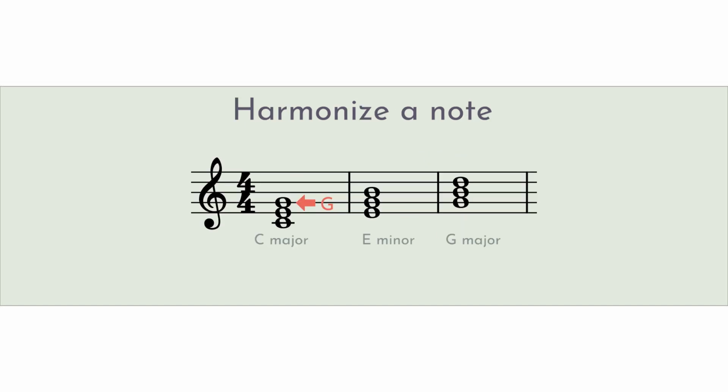To harmonize a melody using diatonic triads, you have to identify which diatonic triads contain the notes of the melody. For instance, if the melody note is G, you can harmonize it with the tonic triad, the dominant triad, or any other triad that includes G within the scale.